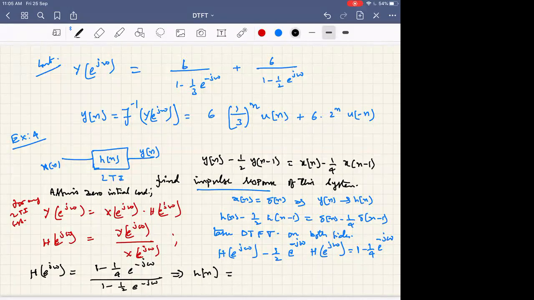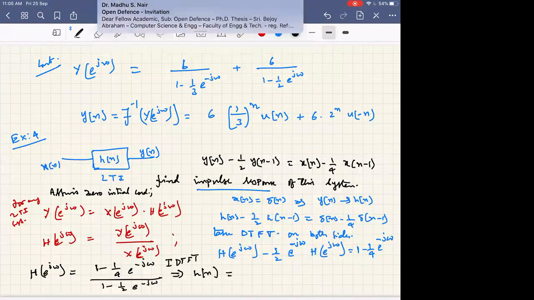Anybody else? So firstly, splitting the H of e power j omega, the first term and second term I will separate. So what will this be? 1 by 1 minus 1 by 2 e power minus j omega. It is the inverse DTFT I will find. Tell the answer directly now.